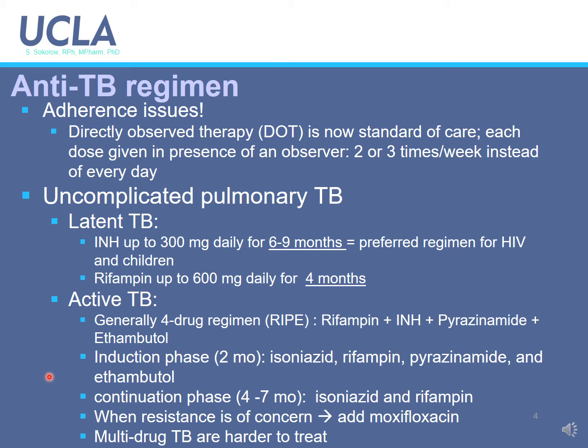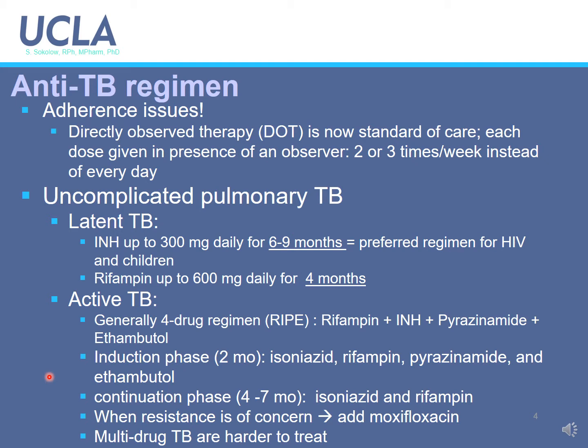And they have to go 2 or 3 times a week. Before, they used to have to go every day, but of course, it's also a commitment. So they are going to be observed 2 or 3 times a week. And this really increased the adherence of the patient with their anti-TB therapy. So for uncomplicated pulmonary TB, there are two phases. Either the patient can have a latent TB or an active TB.